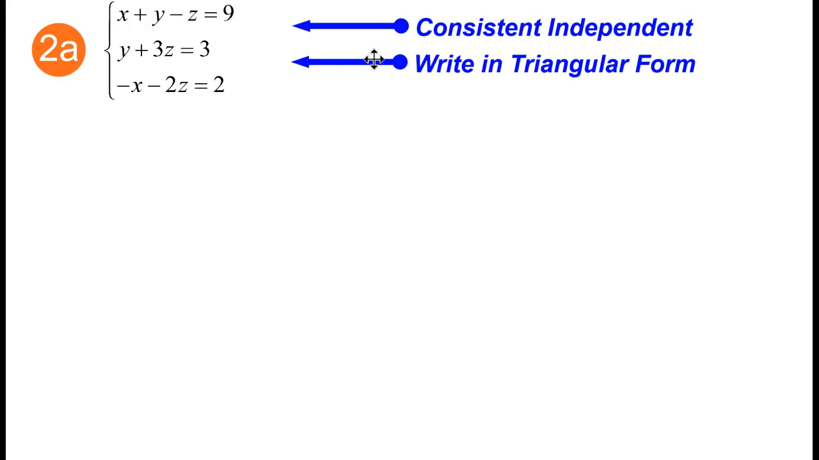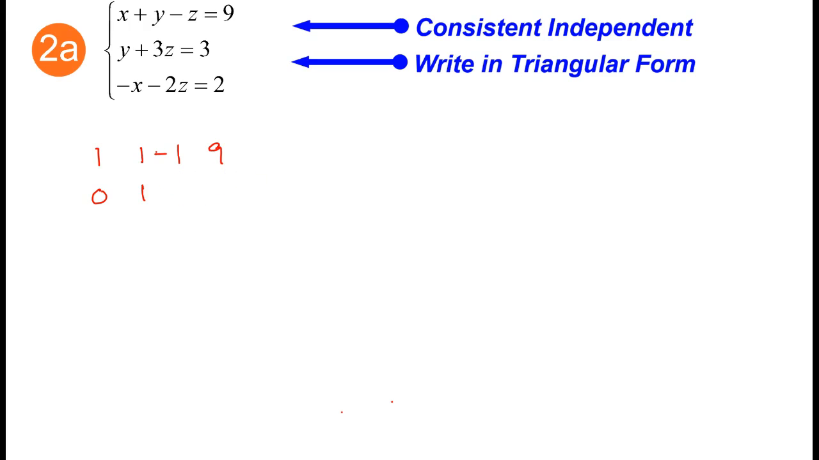The first thing I'm going to do is rewrite this system of equations with only the coefficients and the constant. Here's how I'm going to do that. The first equation has a coefficient of 1 for x, 1 for y, -1 for z, and then a constant of 9. The second equation doesn't have an x, so that has a coefficient of 0 on x. And then it has a coefficient of 1 for y, 3 for z, and 3 for the constant.